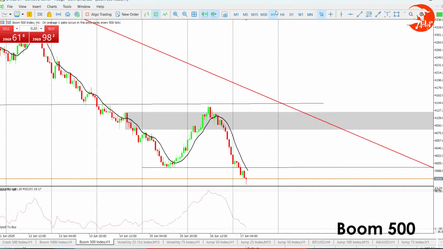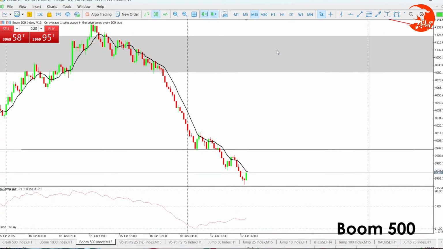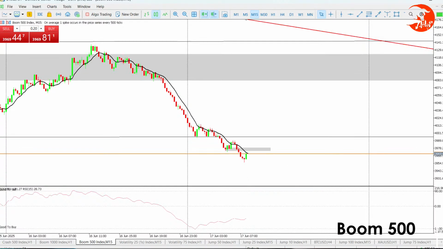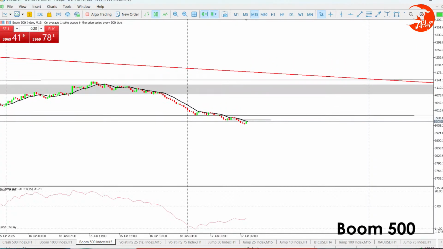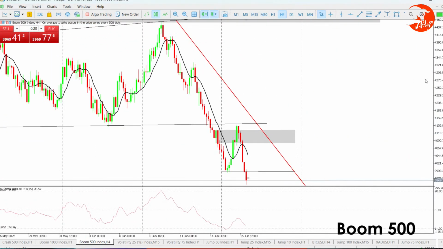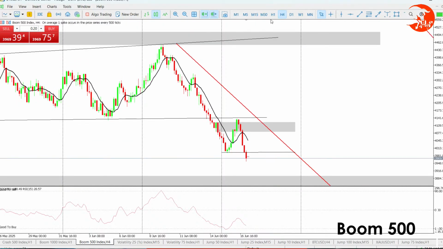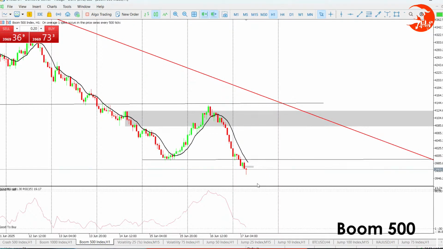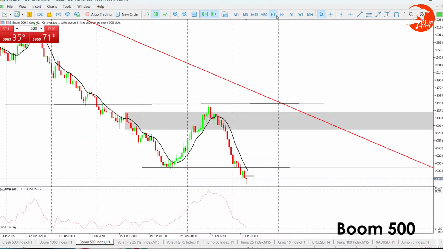Okay, H1 is still selling. M15, we have a break of structure, so it's making like a pullback. It's going to continue selling, but with low momentum. So it's going to be a crazy one. Don't tell me I've deleted the TP. Okay, it's still there. So according to H1, it's going to continue selling, but with low momentum.